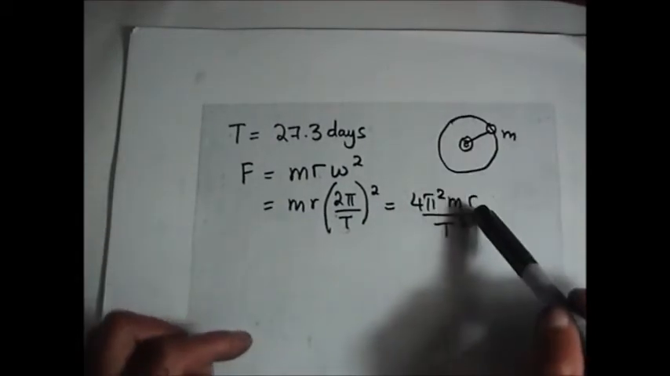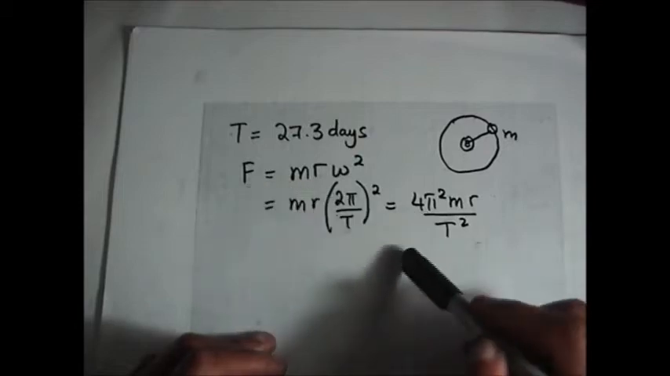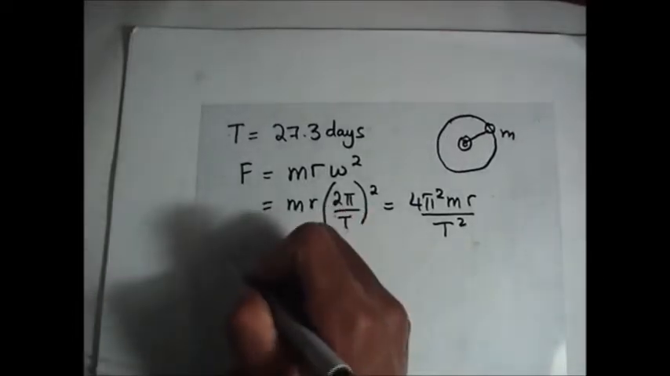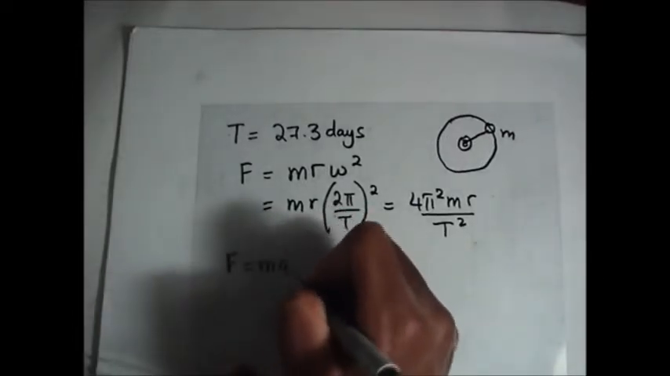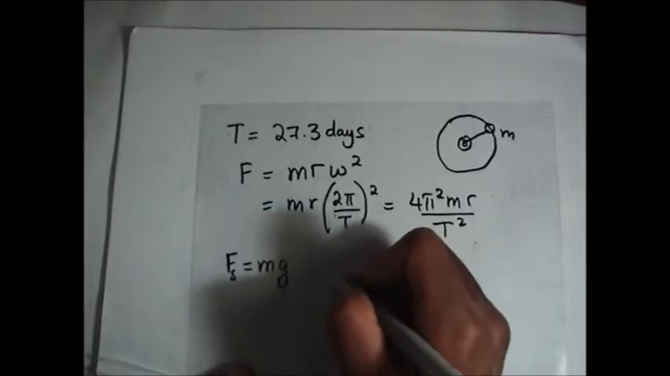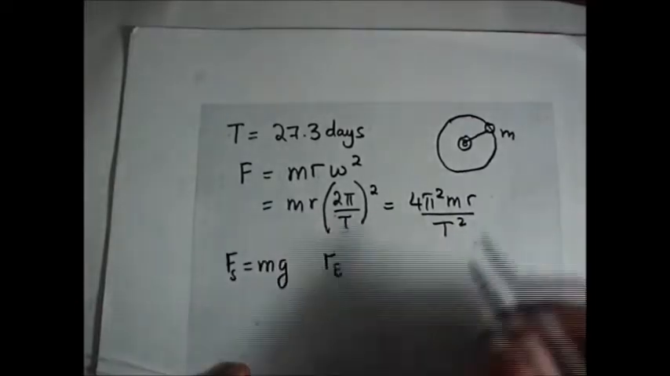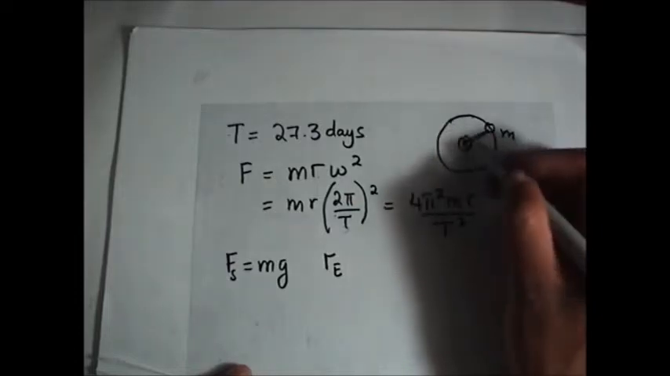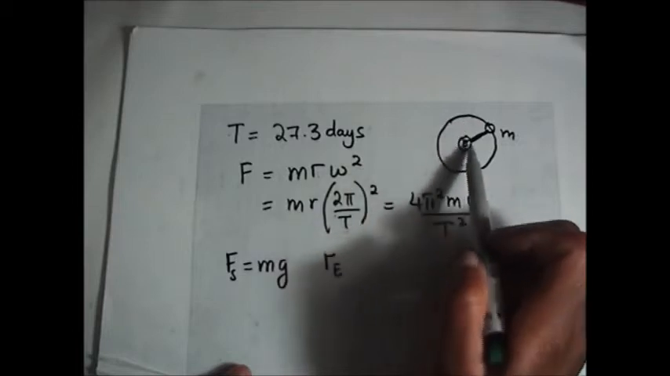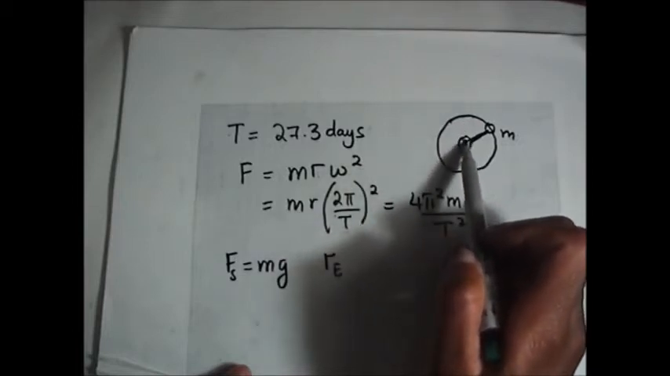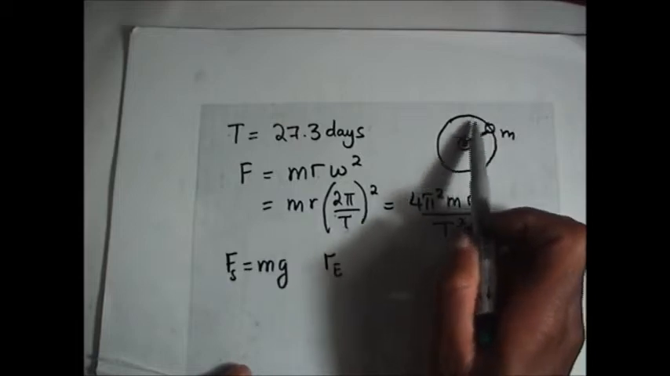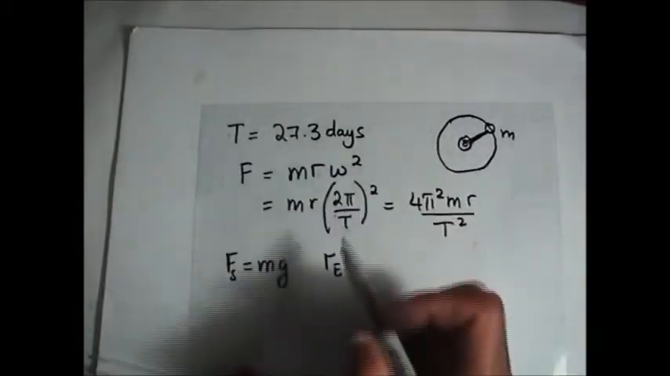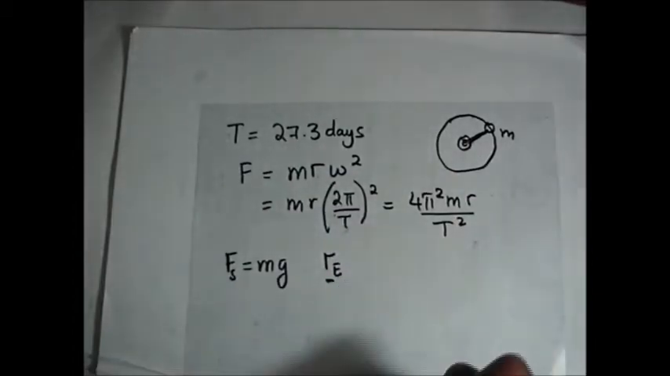When it's right there at the Earth's surface, the force you'll be considering will be weight, which will now be mg. This F will now be equal to mg, and the radius will be equal to the radius of Earth only, not the radius of orbit. The object is now at the surface of Earth, so we're not considering an orbit radius. It will just be the radius of the Earth.